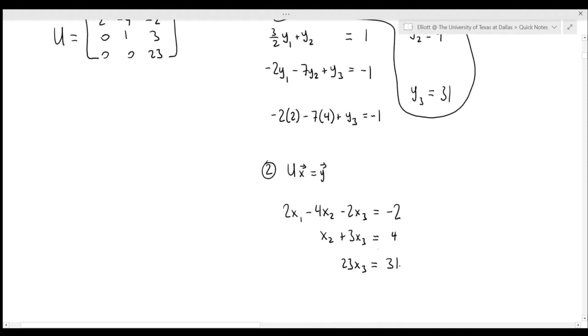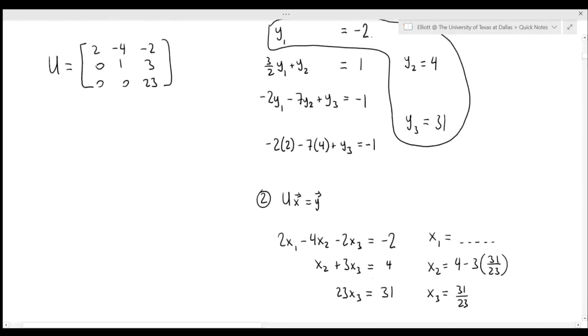And then from here, you can do back substitution to solve for x. So x3 is 31 over 23. Plug that into here and you can solve for x2, and then you can go back and solve for x1 as well. Since the numbers are a little bit messy, I'm not going to work through the rest of the problem, but I'm sure by now you're familiar with doing back substitution. So I hope you'll forgive me for that.